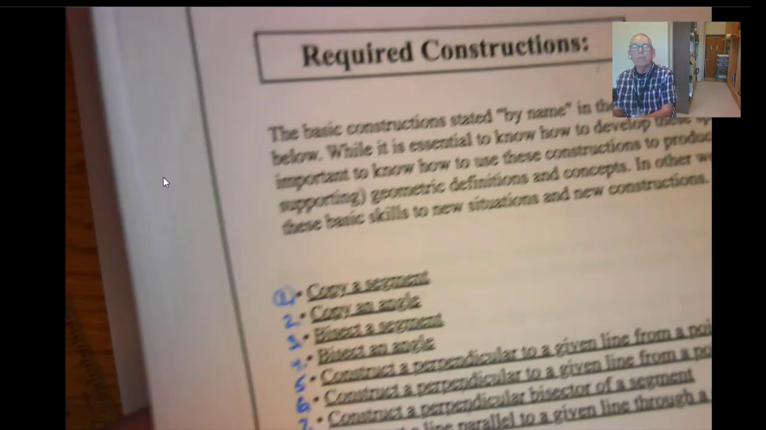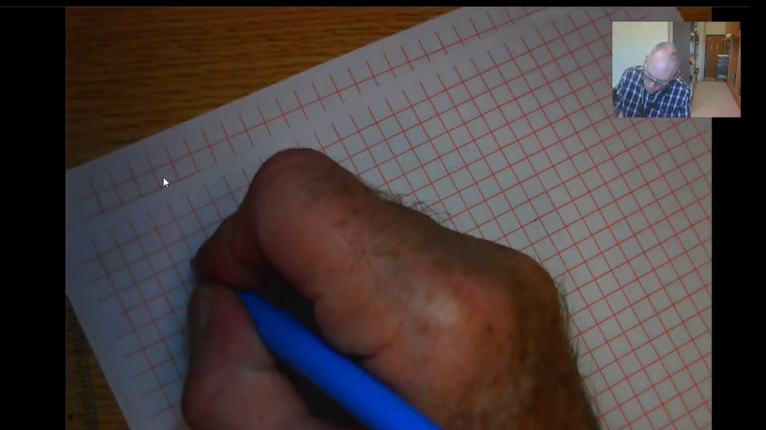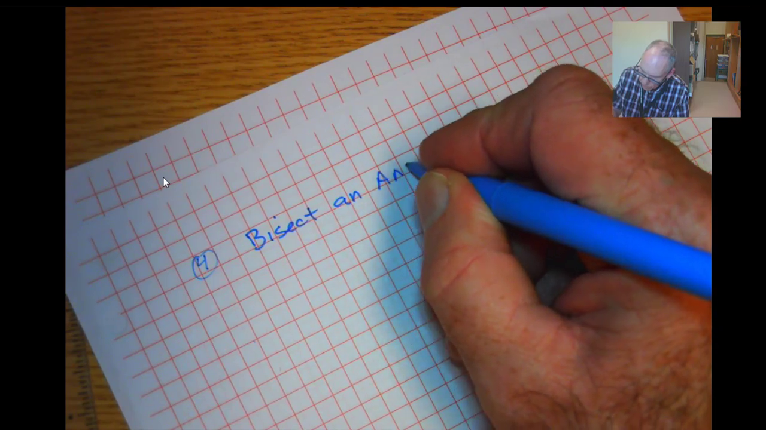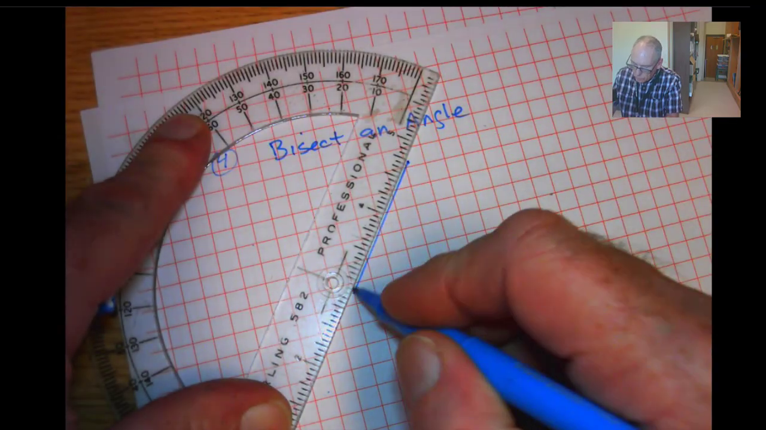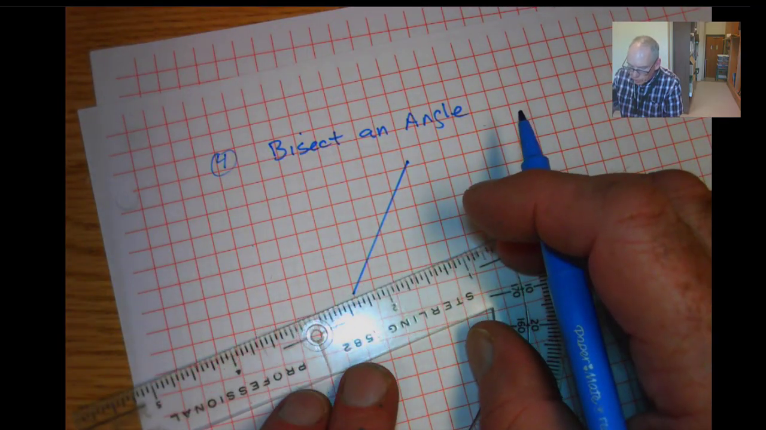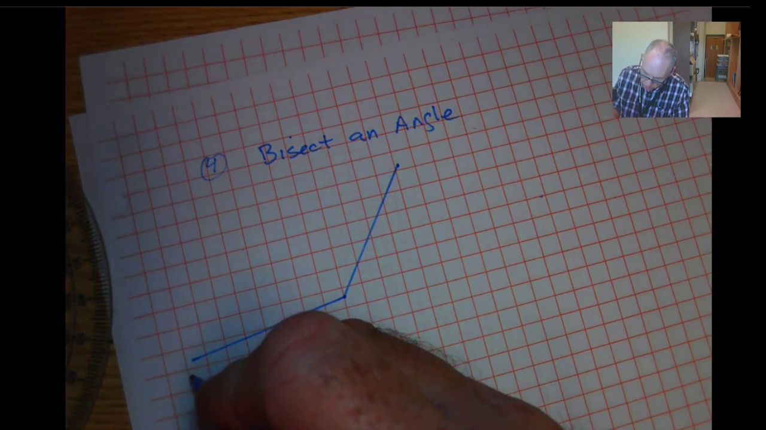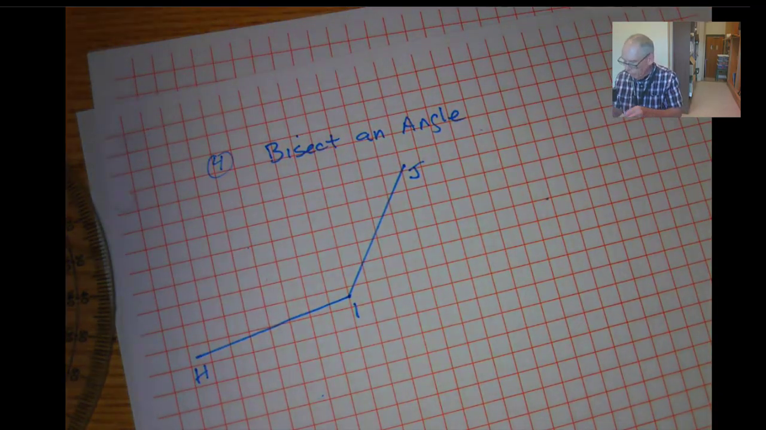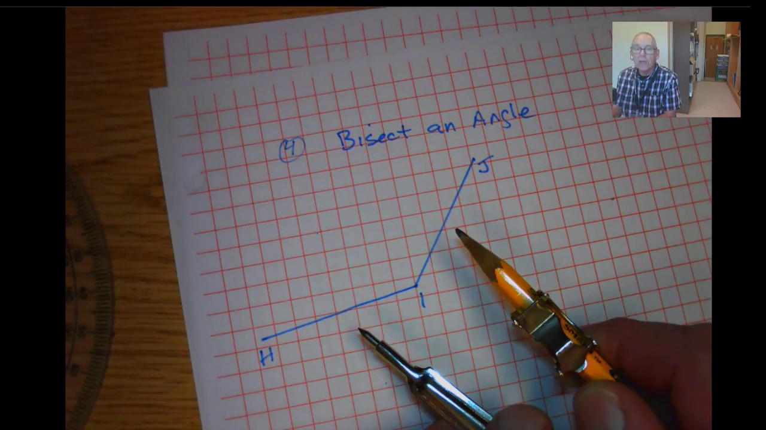So let's look at construction 4. Construction 4, we're going to bisect the angle. So we need to draw an angle. I think I'll draw an obtuse angle this time. And then we need to strike an arc that crosses both sides of the angle. And what that does is that gives us a couple of points that are both equidistant from the vertex.